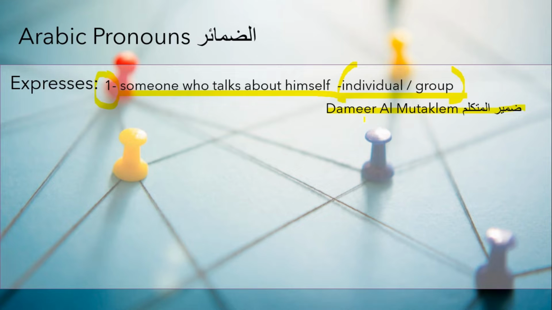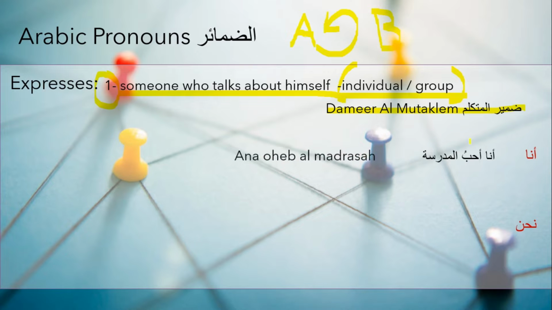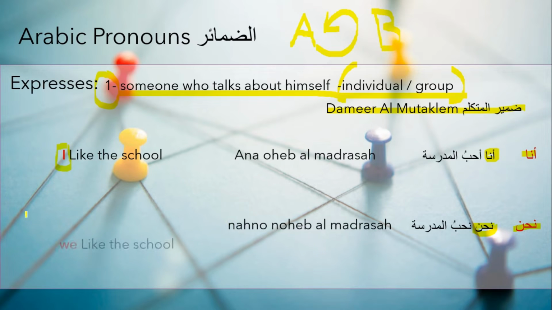So in Arabic we call it ضمير المتكلم, the one who is talking about himself. So if we consider that A is one person and B is another person, A is talking to B about himself. The pronoun used for this in Arabic language is أنا. I believe that we have this in a previous lecture. أنا, which is me. أنا, I like the school. أنا أحب المدرسة. نحن, if it's a group.